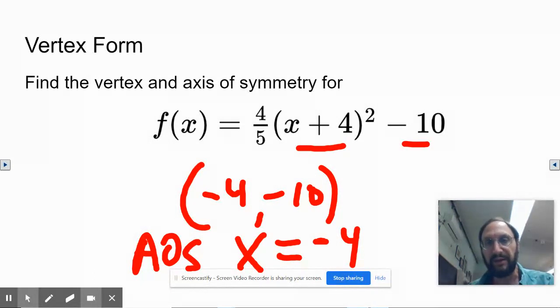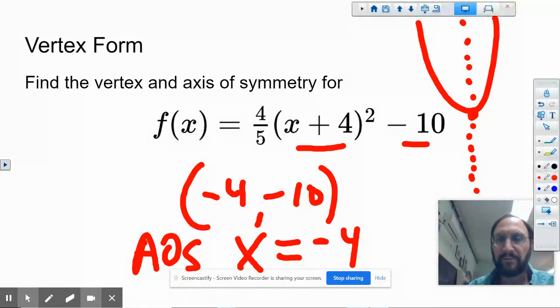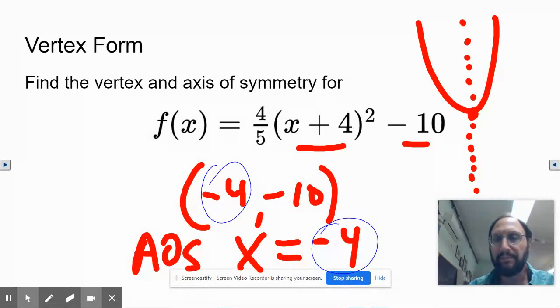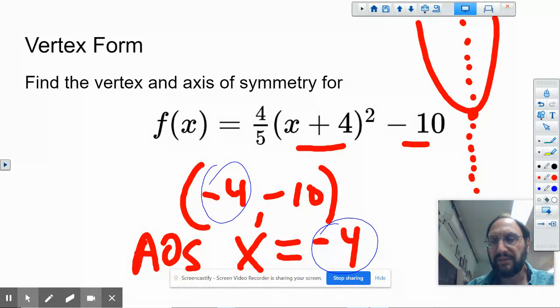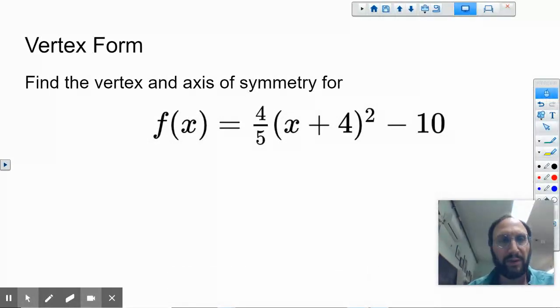It's x equals -4. In other words, what we've got is a parabola whose vertex is at (-4, -10), and the axis of symmetry is this vertical line that goes right through the vertex. So that's why it's always going to have the same x value as the vertex itself. This and this, they're the same every single time. So that's the easiest form because it allows you to find the vertex without doing any work at all.